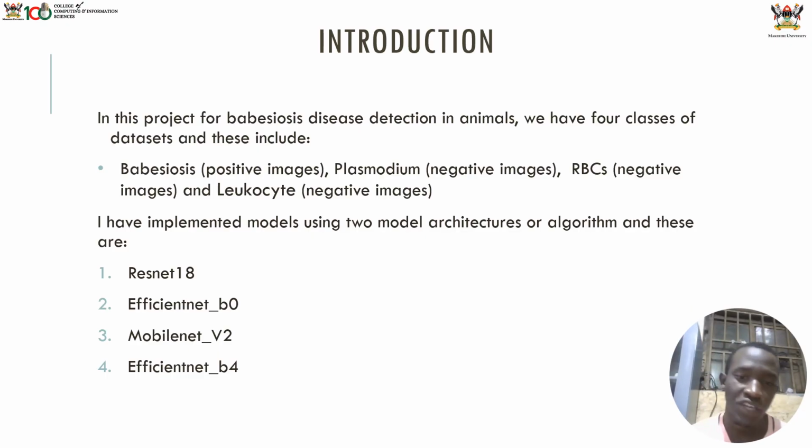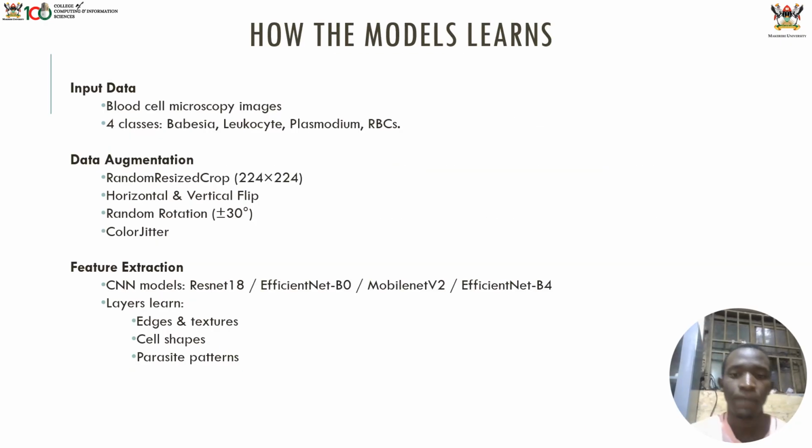Then you also have the leukocytes, which also consist of healthy cells, which gives us a more confident level to distinguish between the healthy and the unhealthy cells. So I've implemented the models using four model structures and algorithms, and these include the ResNet 18, EfficientNet B0, MobileNet V2, and then EfficientNet B4. So this is how my model learns.